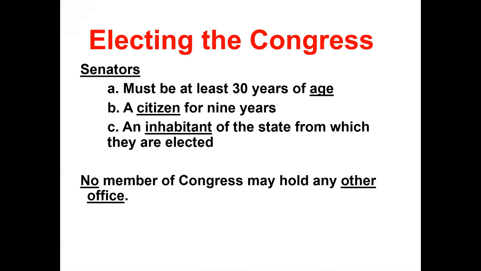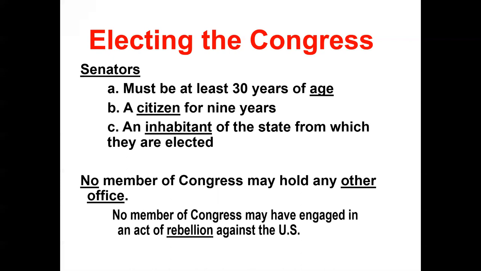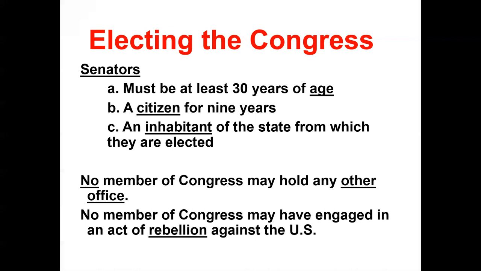This is the point, Angel, you referred to earlier, I believe. No members of Congress may hold any other office. So they have to be really full-time members focused on their job. No members of Congress may have engaged in an act of rebellion against the U.S. It's a big issue. Last January, there was an attack on Congress, and some members participated. Now the debate still goes on that they should be expelled from Congress.